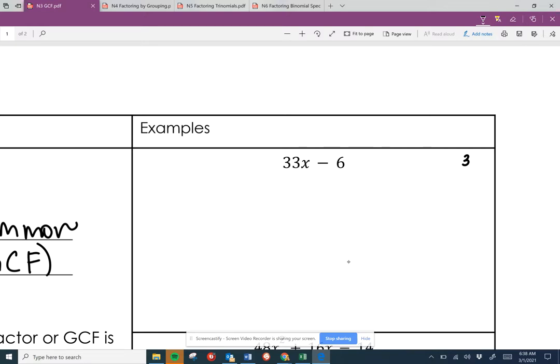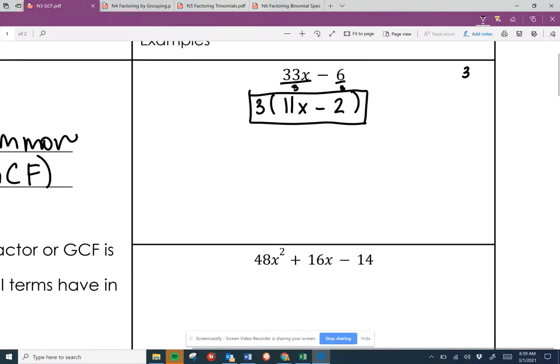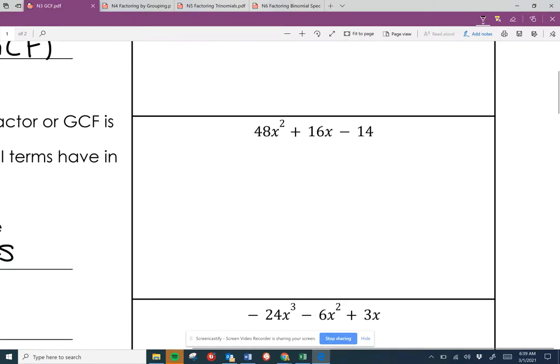So we will place 3 on the outside of our parentheses, and then we are going to divide. 33x divided by 3 is 11x. And then we'll bring down that minus. 6 divided by 3 is 2. Okay, so our GCF is 3, and the leftover expression is 11x minus 2. Okay. This is a trinomial. This one was just a binomial, right? 2 terms. This one, we're going to have a trinomial.